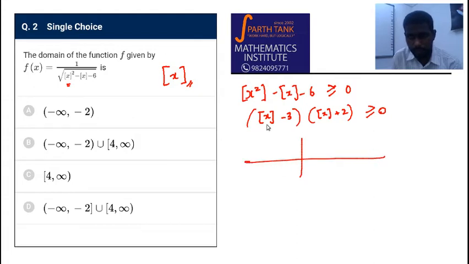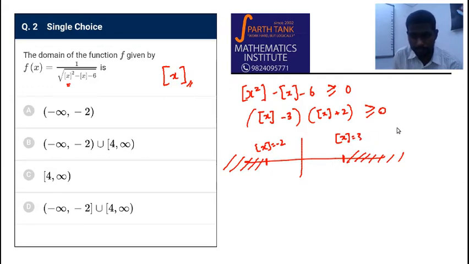Therefore, the roots of this quadratic equation are box x is equal to 3, and box x equal to minus 2, right? Now since it is a quadratic inequality and a greater than sign, we know that it has to be outside the interval. That is, box x should be greater than 3, and the same way box x should be less than minus 2, because it can't even be equal to.